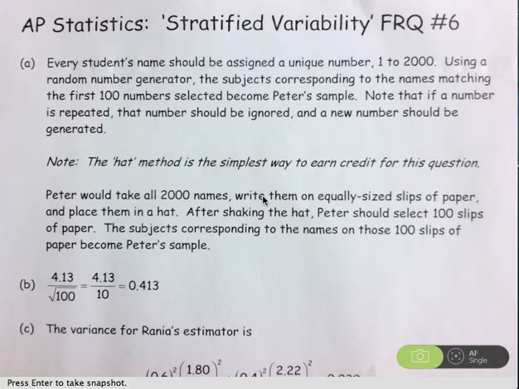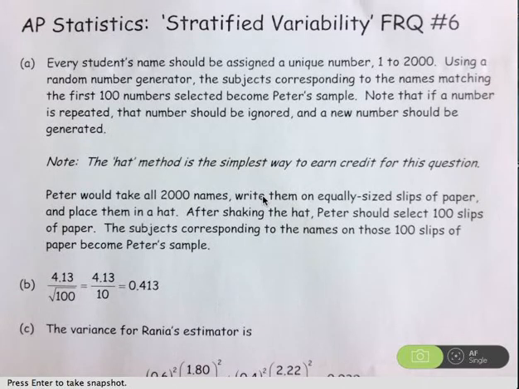Hi there. Let me take a few minutes and talk about the solution and the rubric for this number 6 investigative task, where you have two approaches to answering a question. One involves a simple random sample and the other involves a stratified sample, and you're looking at the differences in the variability between those.